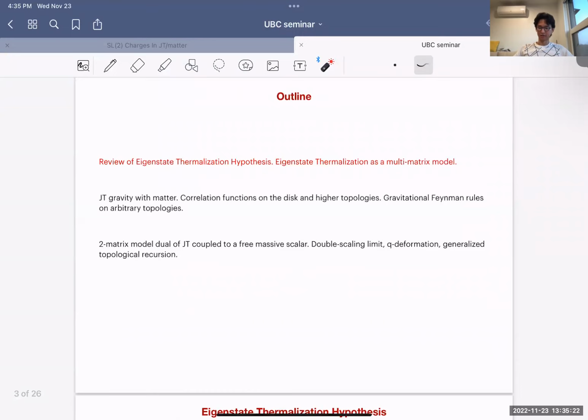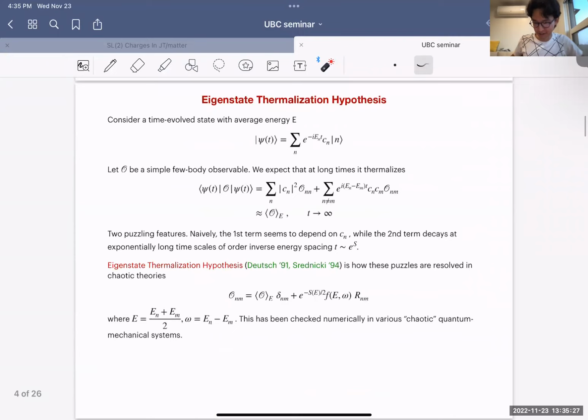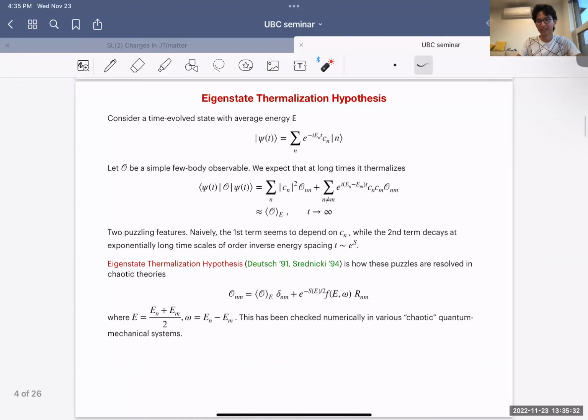Okay, so we start with the ETH. I'm sure most of you know this very well, but let me make sure we're still on the same page. Let's take some chaotic quantum mechanical system, and we take some initial state psi with some average energy E, and we have some distribution of energies which is narrowly peaked around that energy. And then we do time evolution. And after some time T, we take some simple few body observable operator O, and we are interested in computing its expectation value at that time T.